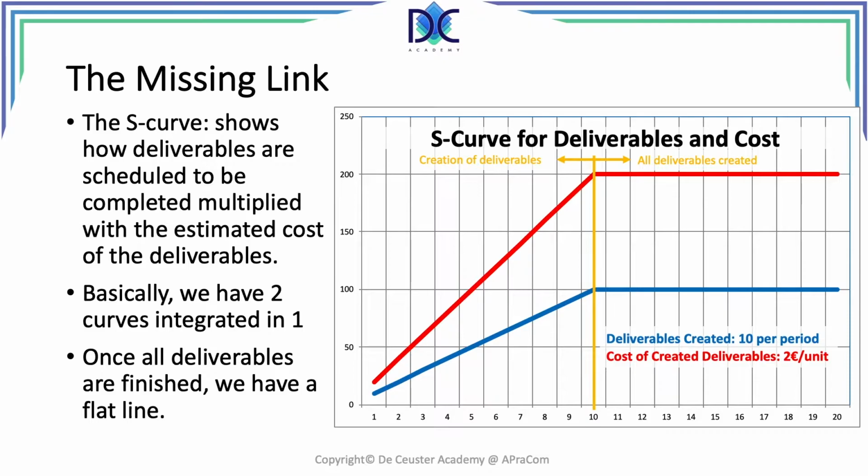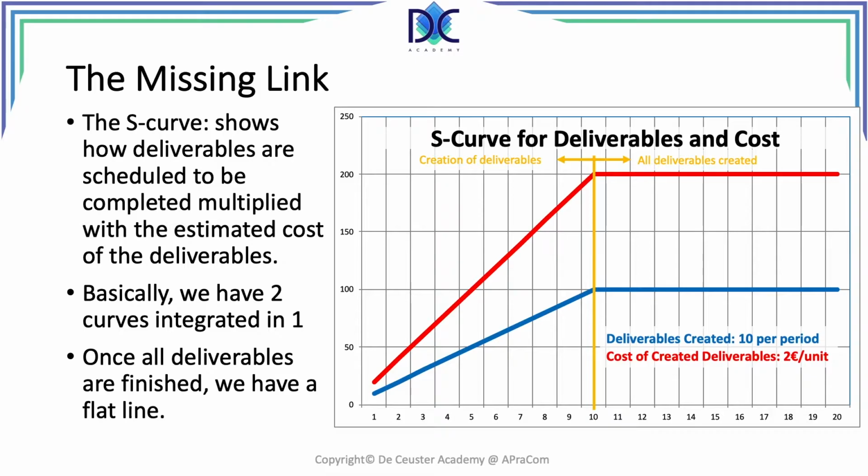When we look at the missing link, we have here a very simple S-curve. We are creating 10 deliverables during 10 periods, so we have a total of 100 deliverables. 10 deliverables per period over 10 periods, we have a line with a positive slope until we reach 100 deliverables. Then all the work is done. That's why the line is horizontal. We don't create any more deliverables.